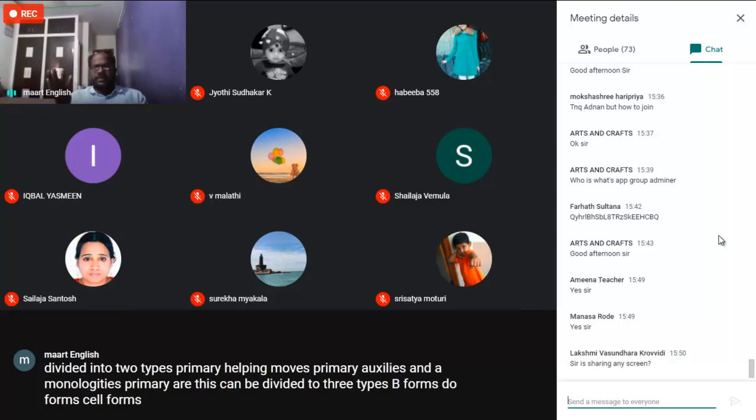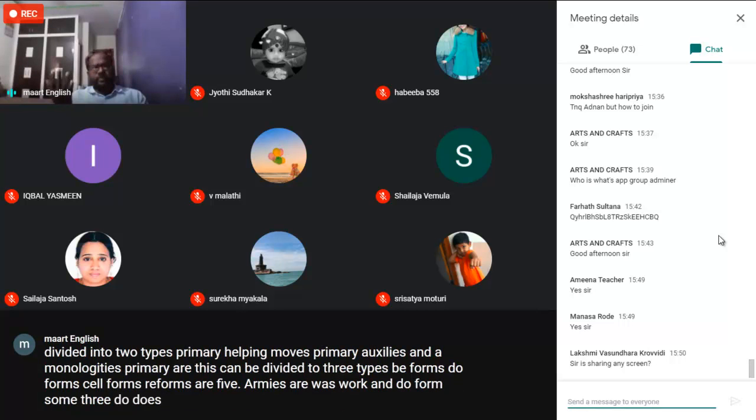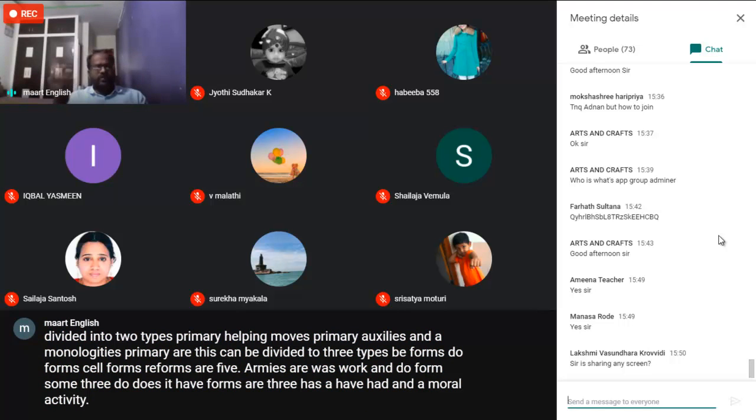Be forms are 5: am, is, are, was, were. Do forms are 3: do, does, did. Have forms are 3: has, have, had. And modal auxiliaries are 13: shall, should, can, could, will, would, may, might, must, ought to, dare, need, used to.